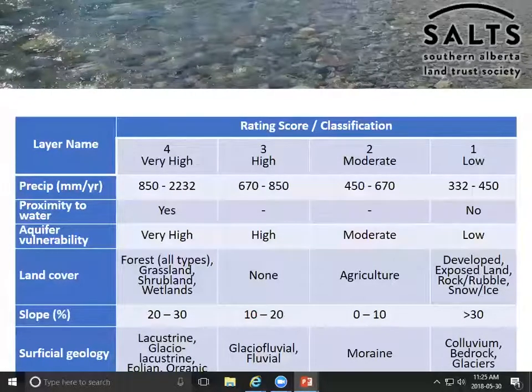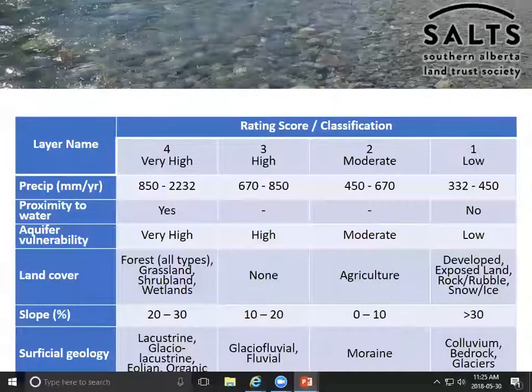And that was a recommendation of people from the U of L Geography Department. Proximity to water is a simple one. It's either you're within a certain distance or you're further away, and we'll talk more about that. Aquifer vulnerability just went from very high to low. For land cover, we basically took all types of native vegetation and gave it a very high rating. There was no high. Agriculture was moderate, and then of course low was developed areas or exposed rock.